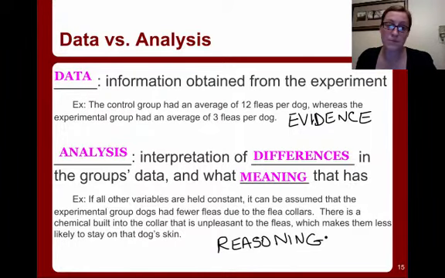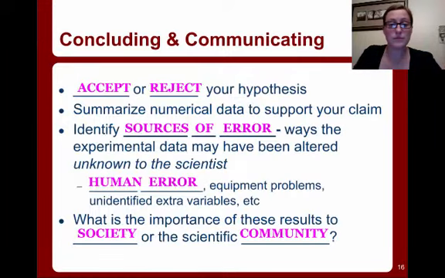So we've got the claim, then you have the evidence obtained from your experiment, and then you provide the reasoning for why the evidence supports or rejects your claim. So keep those words in mind. We're going to be talking about a lot of that as we go through informal lab report writing.